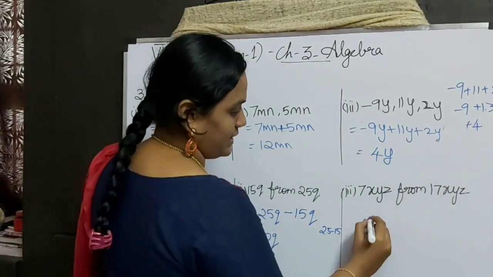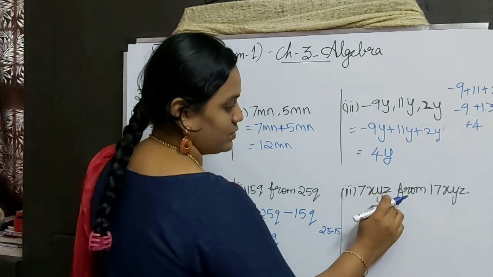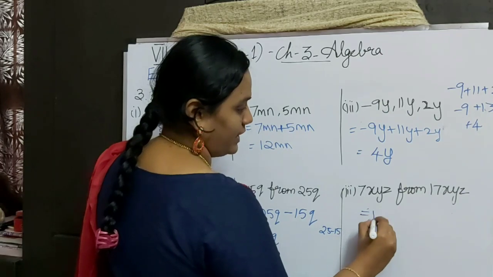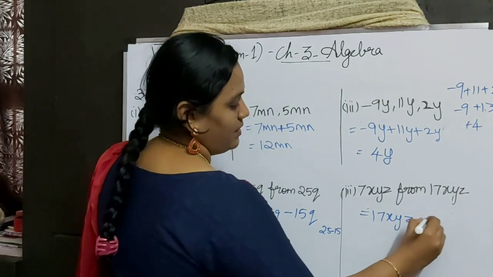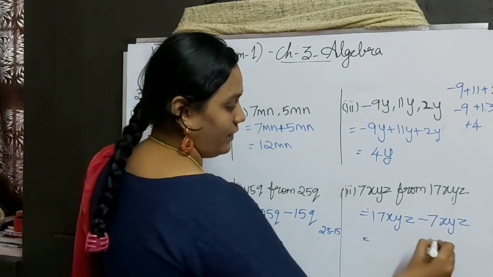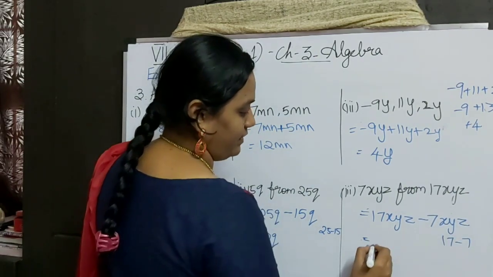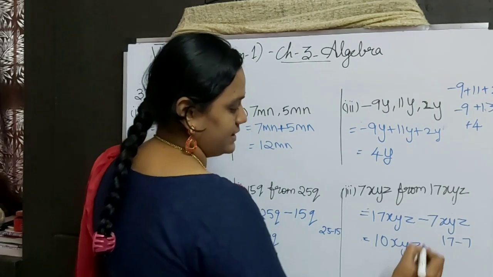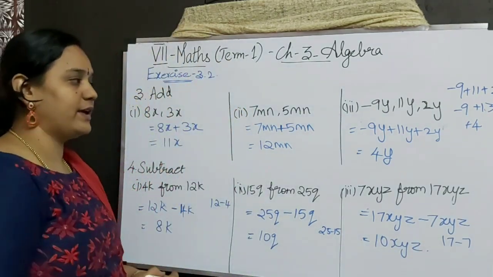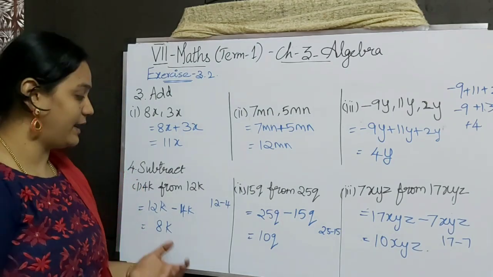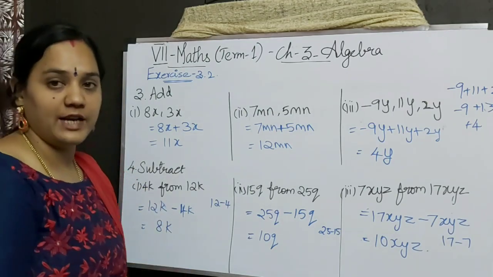Okay, last one. We have to subtract 7xyz from 17xyz. So we have to write 17xyz first, minus 7xyz next. We have to subtract 17 minus 7, which is 10xyz. Okay, here they have given all the terms as like terms, so we are directly adding and directly subtracting everything.